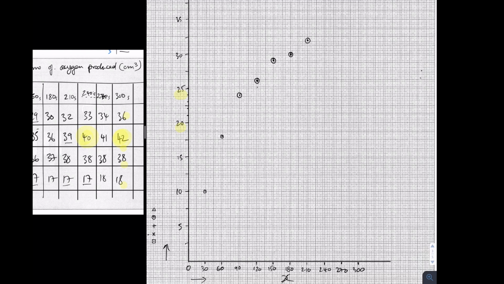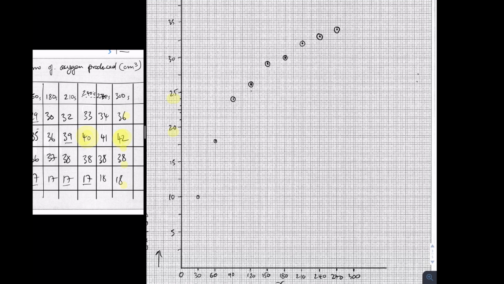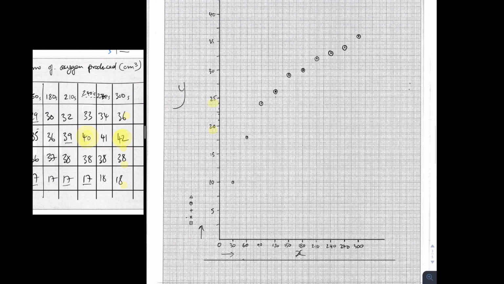And that was 210. 240 was 33, 240 was 30. And 270 was 34, 270, 35, 4 squares less than 35, there we go. And 300 was 36, 300 was 36, line it up, 35, 1 more than 35, 4 squares. Okay, that's done. That is our data.